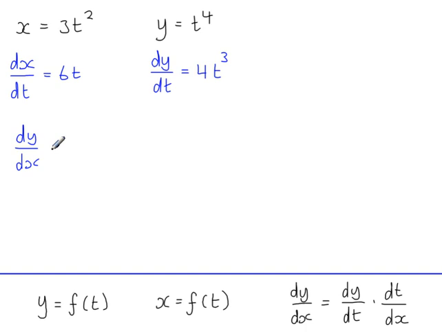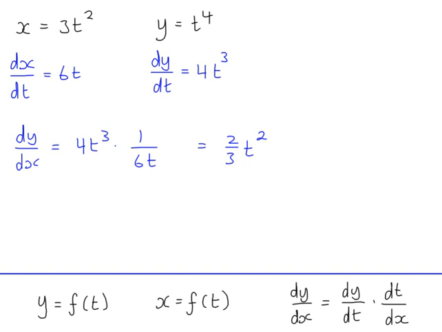dy by dx is equal to dy by dt, so 4t cubed, times dt by dx. Now this derivative is dx by dt. To get dt by dx, we need to flip over both sides, so we get 1 over 6t. And then simplifying, the 4 over 6 gives us 2/3, and t cubed divided by t will give us t squared.